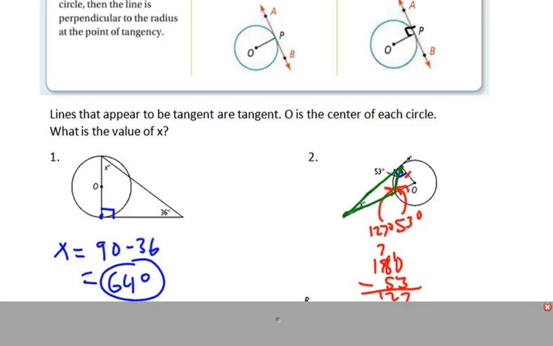We've got one angle is x, one angle now is 127, and this third angle would be 90 minus 53 because of our tangent line here. So that would be 37 degrees. And if we take that and add them all up to 180, we'd do 180 minus, well, what's 37 plus 127? That would make 164, so minus 164.